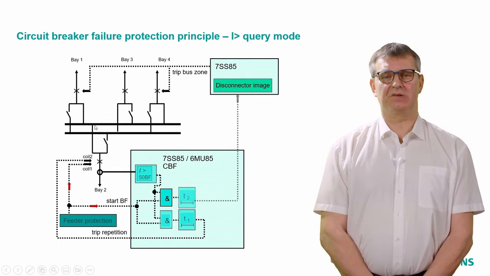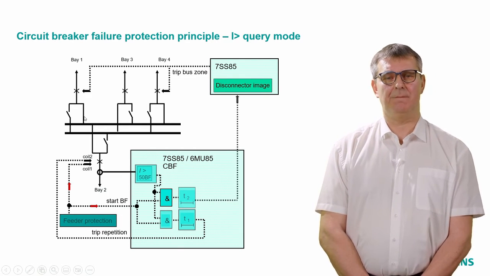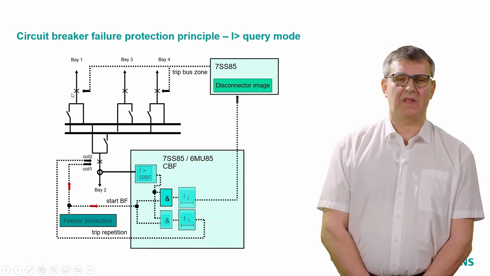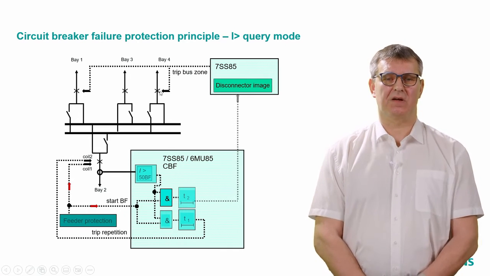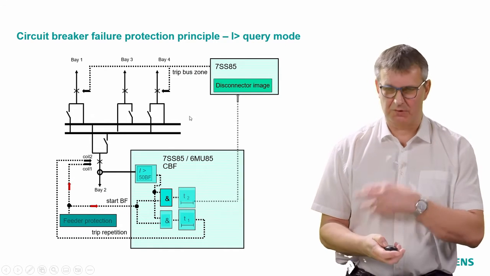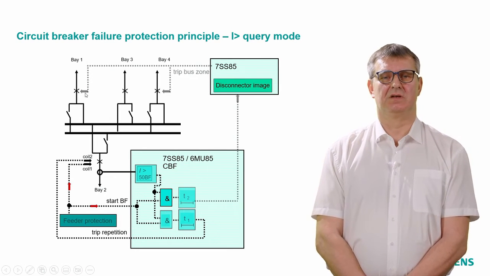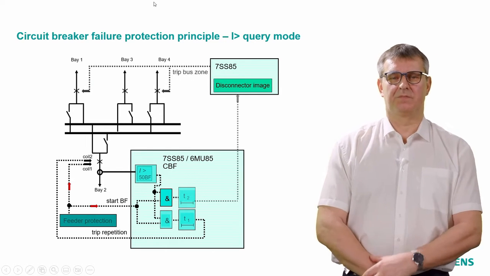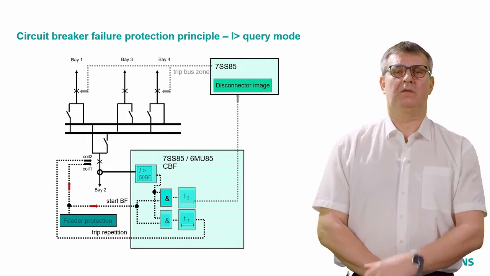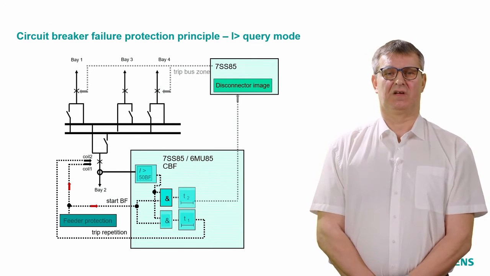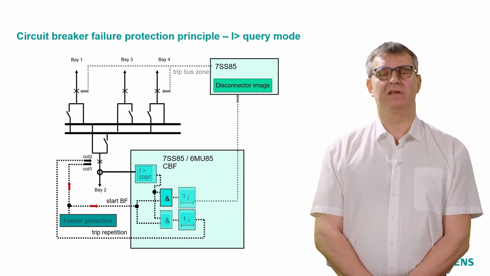And according to the disconnector image, the 7SS85 knows that bay 1 and bay 4 are also assigned to the same bus zone. Bay 3 is assigned to the other busbar, so we don't have to trip it. So it will trip the associated bus zone. By the way, maybe a good idea to mention it here for the first time: the 7SS85 trips, after circuit breaker failure protection, bay 1 and bay 4.